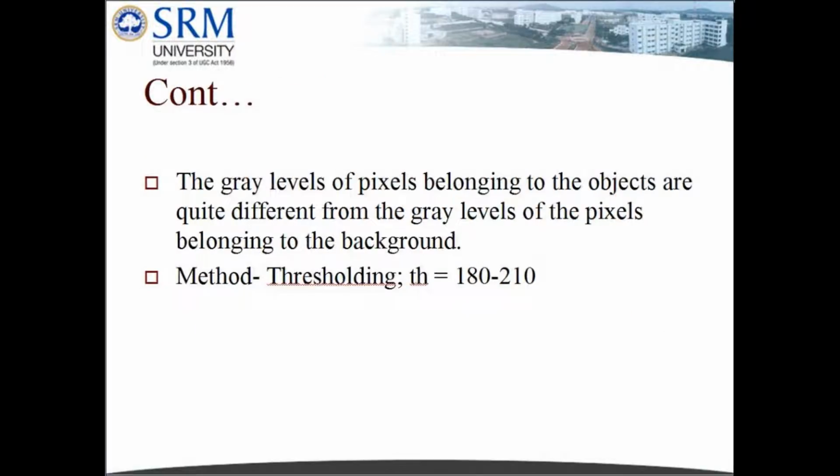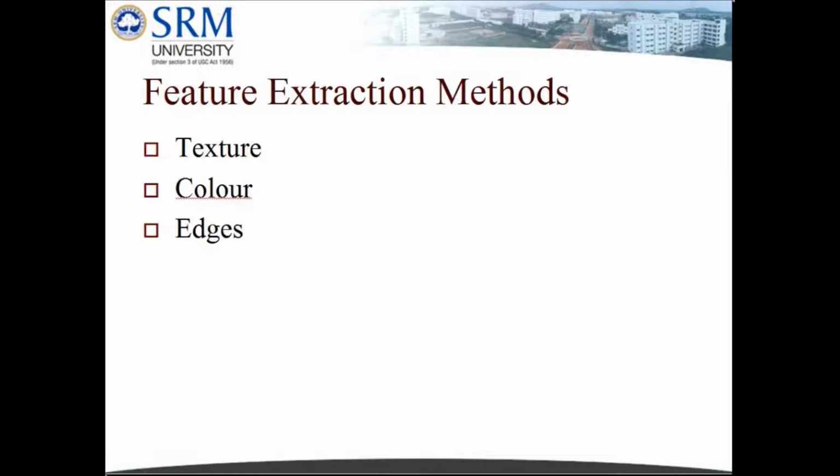The gray level of pixels belonging to the objects is quite different from the gray level of pixels belonging to the background. So under thresholding, I am giving a thresholding value of 180 to 210. And then there are the feature extraction methods.